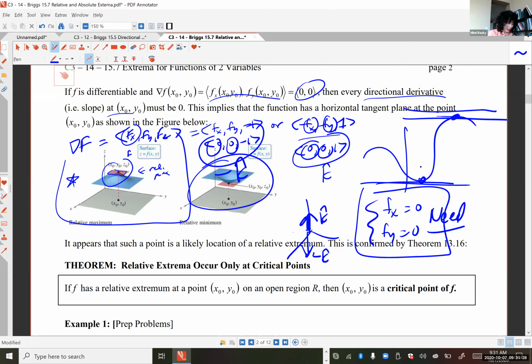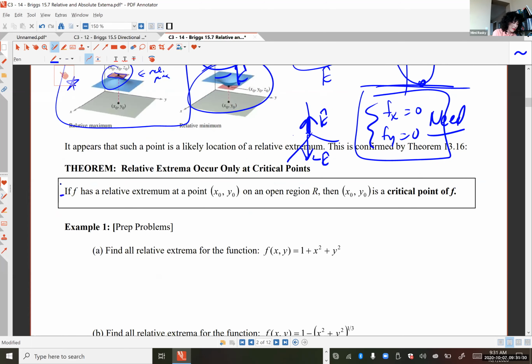Okay, so here's the theorem. This pretty much says the exact same thing as your Calc 1 theorem. That if you are going to have any relative extrema at all, they can only occur at critical points. You can't all of a sudden get some weird point from outer space and say, well, I think this point has a max also. It can only happen at critical points. But the reverse is not true, so be careful.